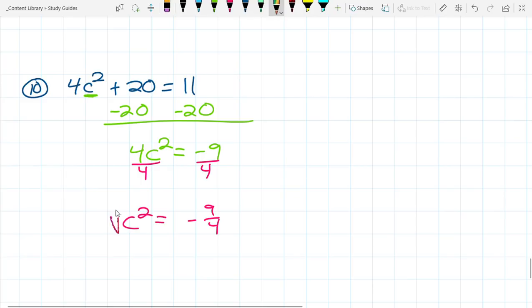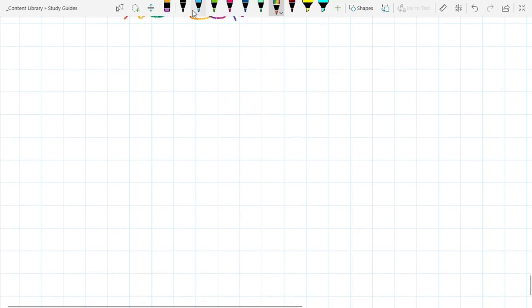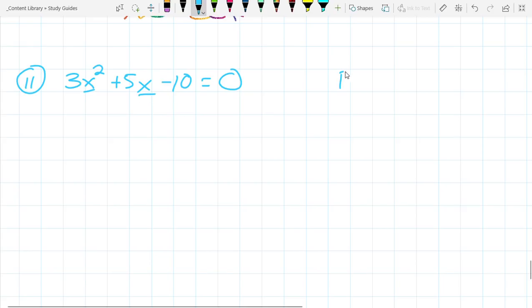To undo squaring, we square root, and this is when we have no solution, because you cannot take the square root of a negative. So we write no solution. Number 11, we have 3x squared plus 5x minus 10 equals 0. So, x squareds and x's, so we're going to try to factor first.